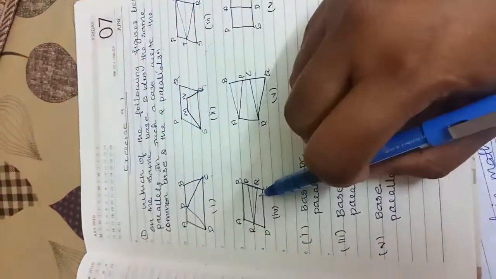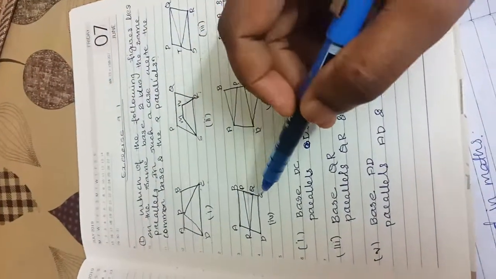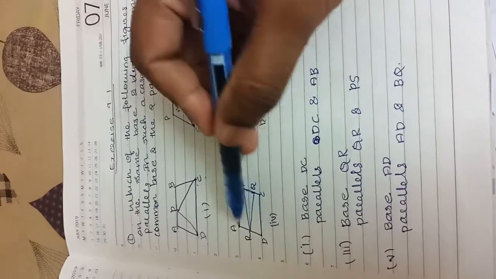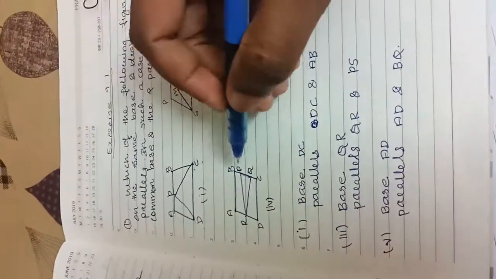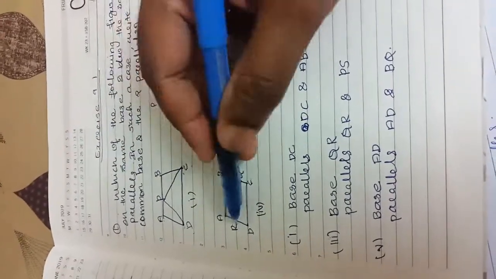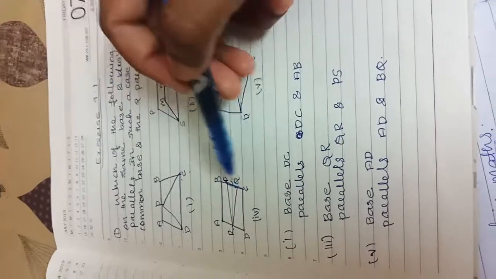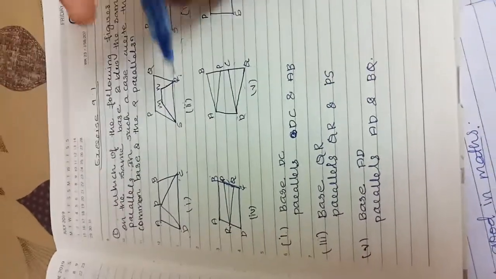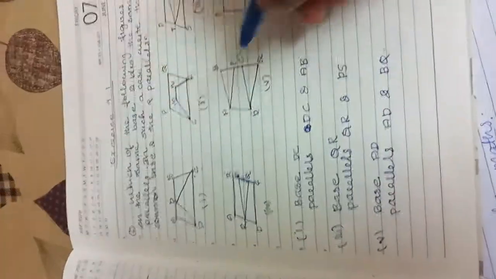If you are taking this figure, you can see here, actually this is parallel to this one. AD is parallel to BC, but we cannot say there is a common base, correct? Because the triangle has the base QP and this parallelogram has the base BC. Both bases are different, so we cannot include this figure.